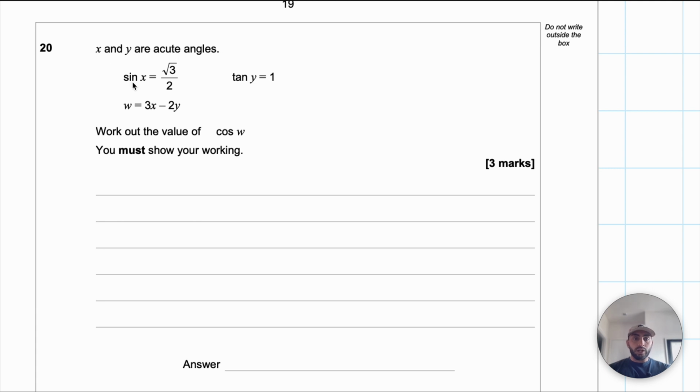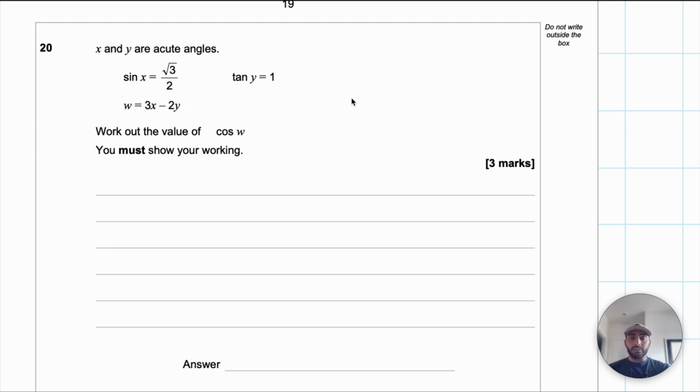Question 20. x and y are acute angles. Sine of x is equal to √3/2. w is equal to 3x minus 2y. And tan of y is equal to 1. Work out the value of cos of w. Show your working. So I'm just going to ignore this one for now and concentrate on this sine of x and this tan of y.